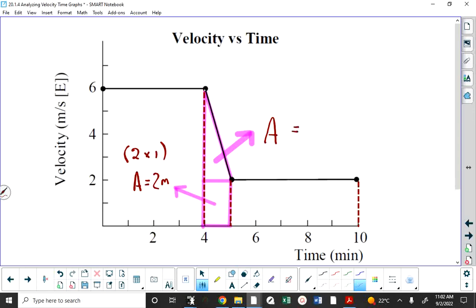This will be, let's see, the base is 1. Well, I'm going to go 1/2 base times height. You okay with that? 1/2 times the base, which is 1, times the height. What's the height of that? 4. This gives us 2, which is meters, because we multiplied meters per second by seconds. So what's the total area of that shape?